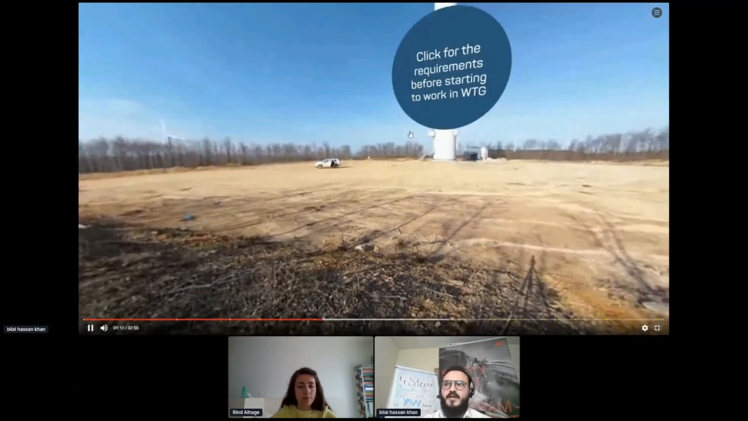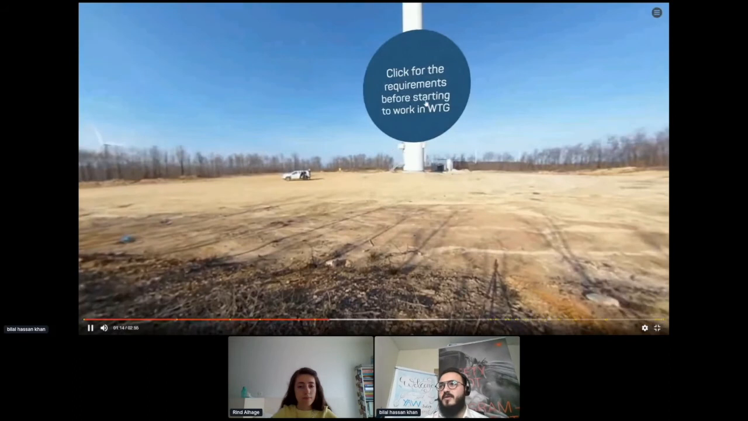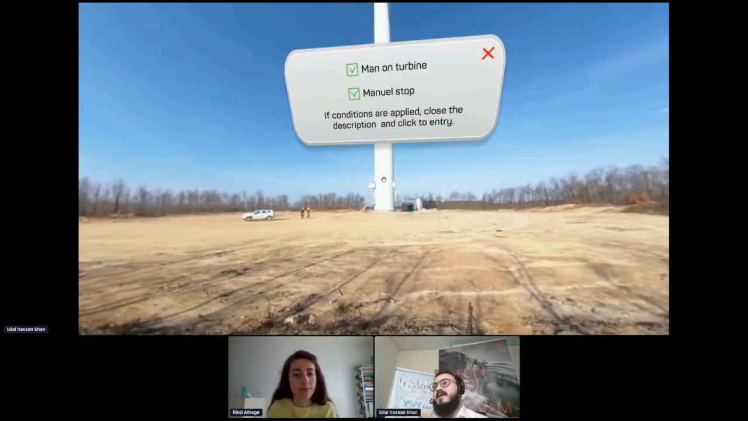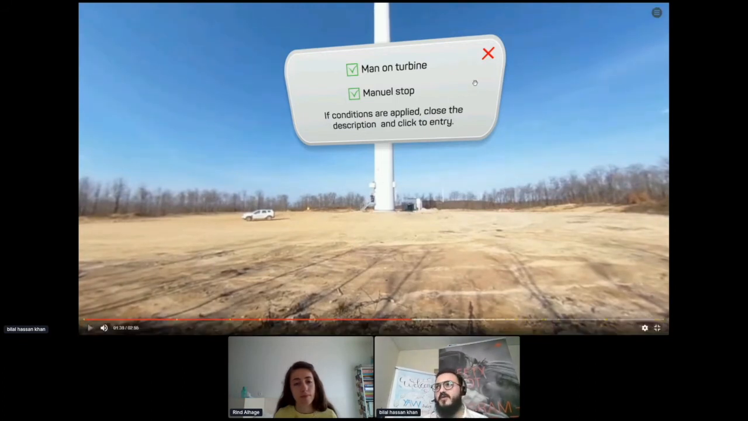There are some internal procedures of Nordex, which is here. Before entering the turbine, you must stop the turbine first, and the second is we have a procedure, man on turbine. For example, when you want to enter the turbine, you have to inform globally that someone is working on that turbine. So nobody remotely starts or does anything on that turbine, because everyone knows that someone is working when you apply the man on turbine. This is a Nordex internal procedure to tell everyone that someone is working on that turbine.